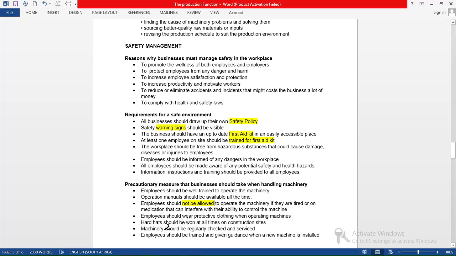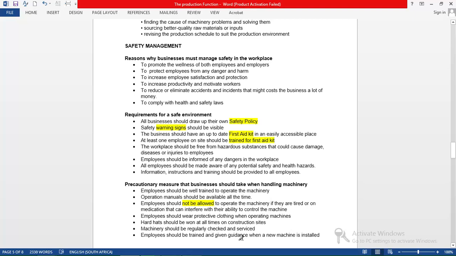And hard hats, they're very important, especially for construction sites. They should wear hard hats. Those helmets, they are very hard and they can prevent any injuries to the head, right? And all the machinery and all the equipment in the business that is used should be regularly checked and serviced, to make sure that they are operating smoothly and there's no problem there, right?